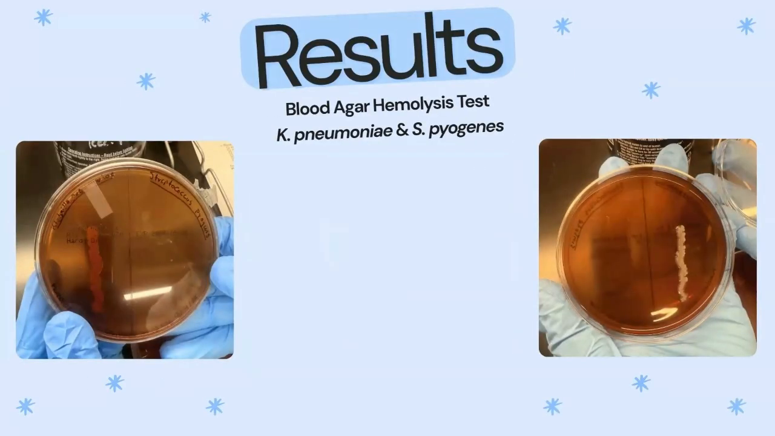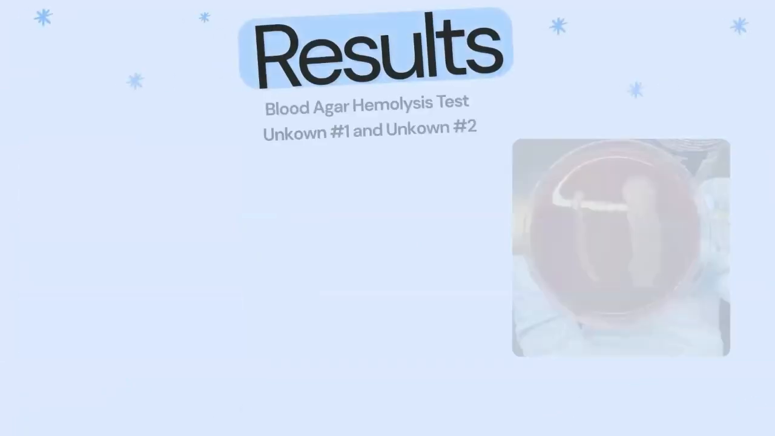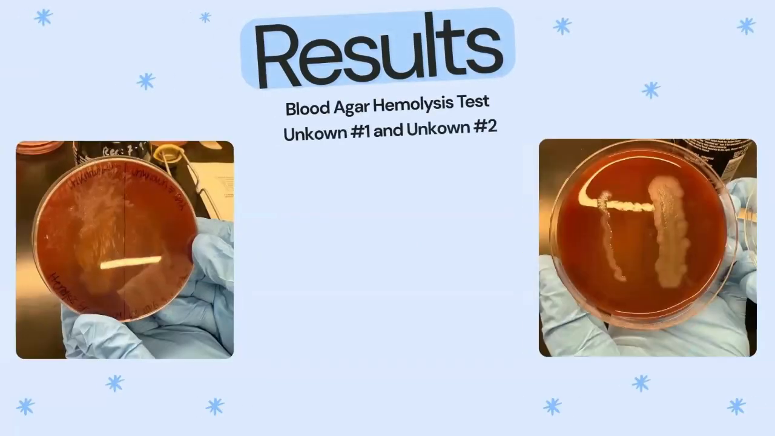Blood agar is enriched and differential, and it detects hemolysis, whether it be alpha, beta, or gamma. K. pneumoniae appears to have no clearing, which is gamma. SRS and E. faecalis both grew, and SRS does appear to have a clear zone. Our unknowns both grew, and it is hard to determine which ones had clear zones.